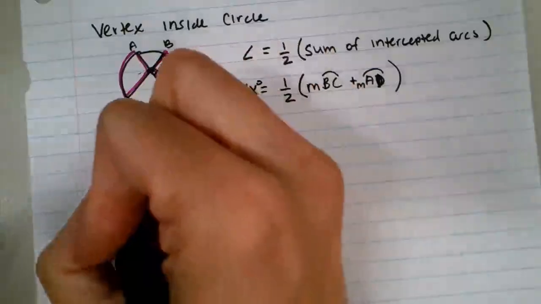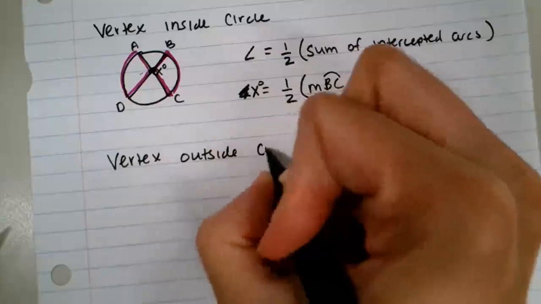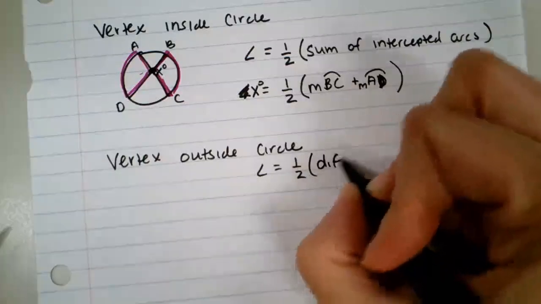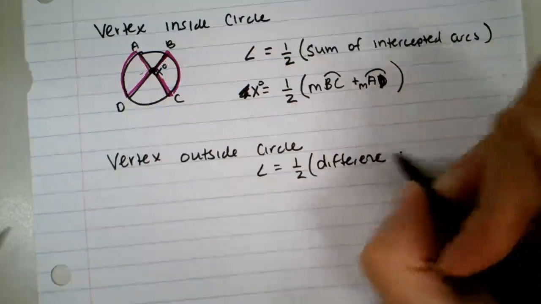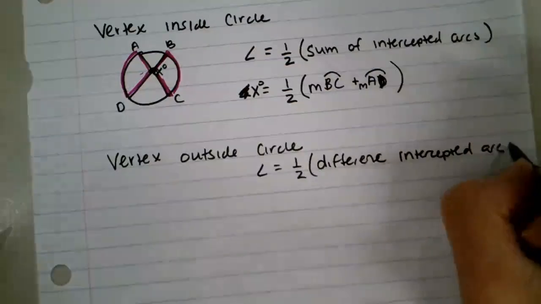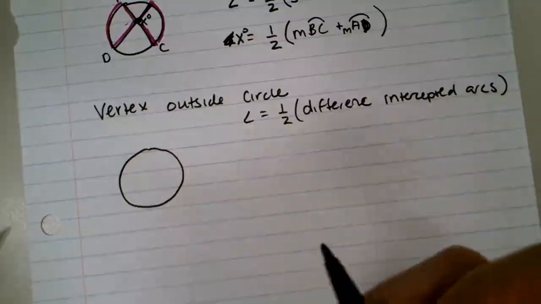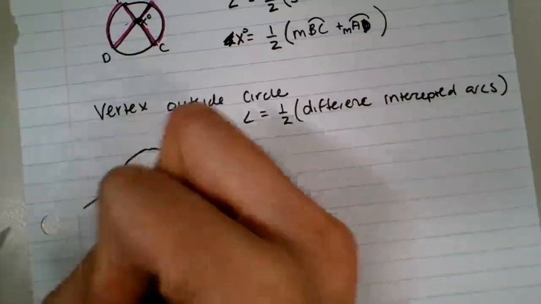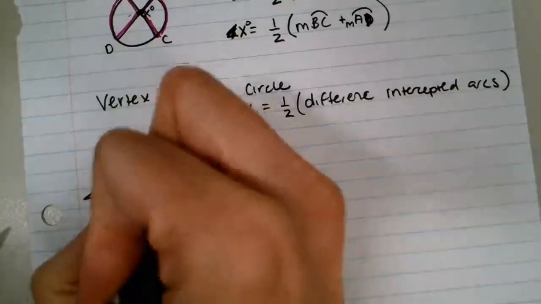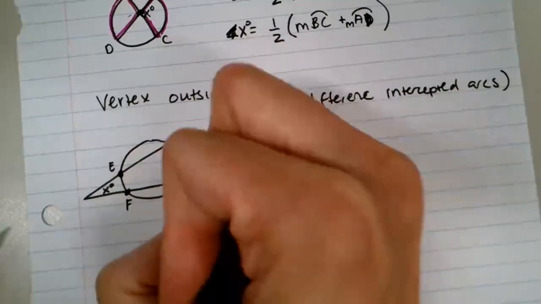Okay, and then our third situation is when the vertex is outside the circle. The angle is going to be equal to half the difference of the intercepted arcs. Okay, so what does that look like? If our vertex is outside the circle, it could look something like this. So this is our angle, and we have these points.